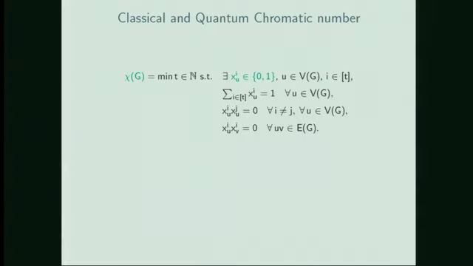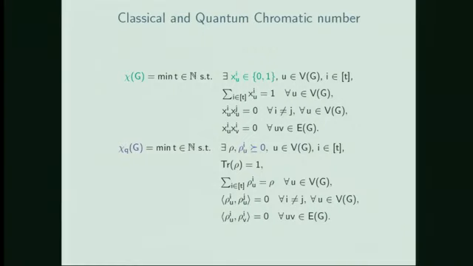Okay, so now let's go to a formal definition of the quantum chromatic number. I told you only the story behind it, but there is a formal mathematical definition. We saw that the chromatic number can be defined as a 0-1 linear program. Now if the variables x_{u,i} are not assuming 0-1 values, but we take positive semi-definite matrices, and we replace the constraints in the most natural way, this is exactly the quantum chromatic number.